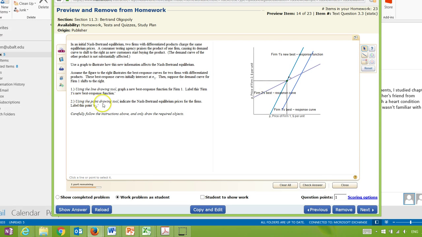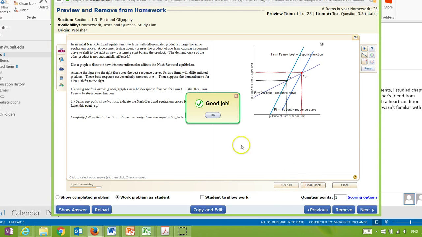So number 2, using the point join tool, indicate the Nash-Bertrand equilibrium prices for the firms. Label this point E2. We know that the Bertrand equilibrium is the intersection of the two best response curves. Firm 2's best response curve doesn't move because there's no increase in demand for firm 2's product. So the best response curve for firm 2 remains the same, but firm 1's best response curve shifts to the right. So now their new intersection is right here. That's our new equilibrium point, the Bertrand equilibrium. So we can fix this point here. Okay, so this is our E2. So check my answer. Good job.